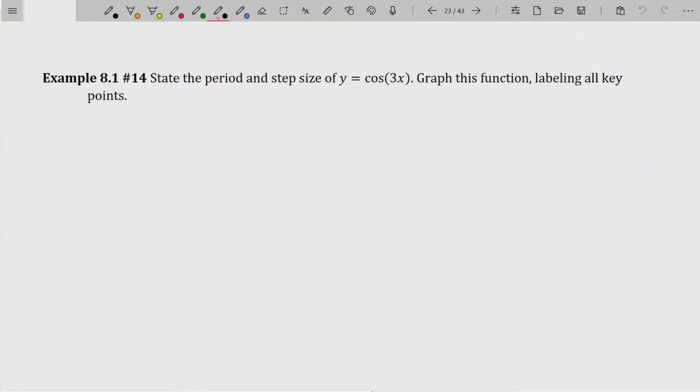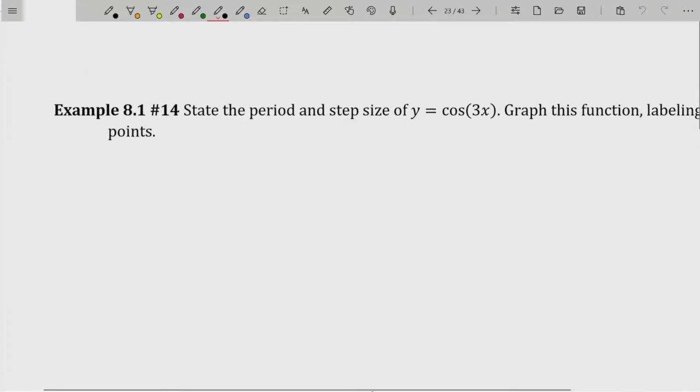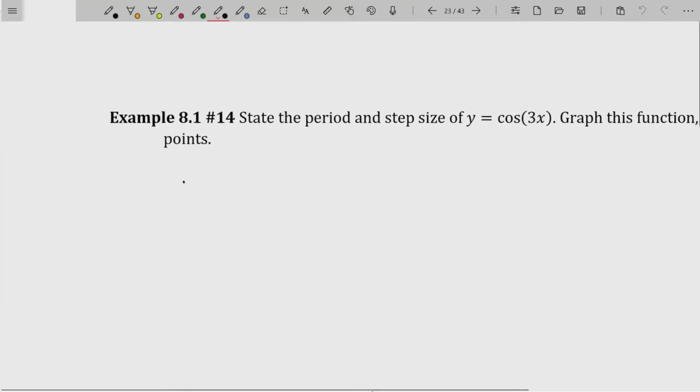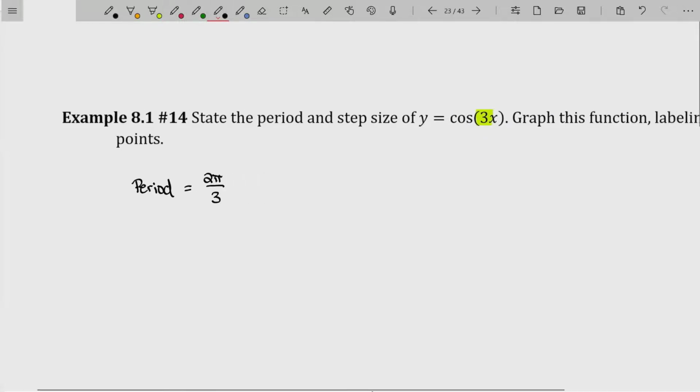So let's go ahead and start graphing by hand. State the period and the step size of y equals the cosine of 3x, and then graph this function by hand, labeling all key points. Well, let's see. The period is going to be 2 pi over the coefficient of x. The coefficient of x here is 3. So it's 2 pi over 3. That's the period of this function.